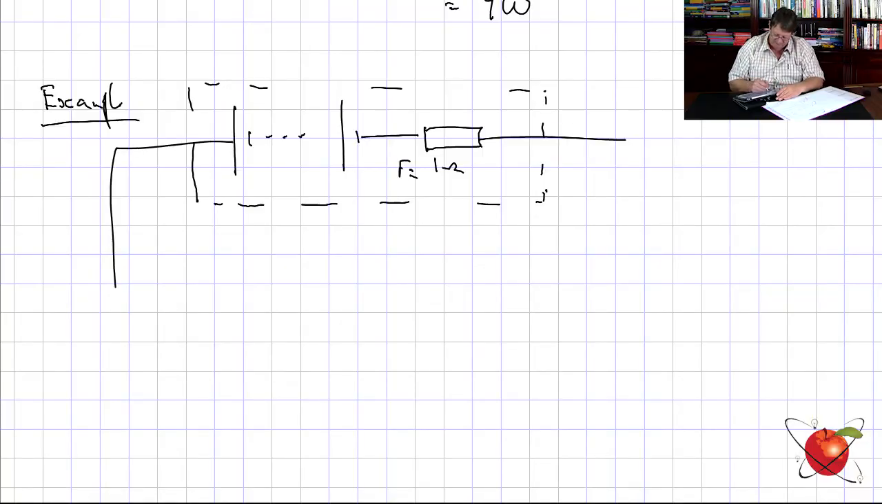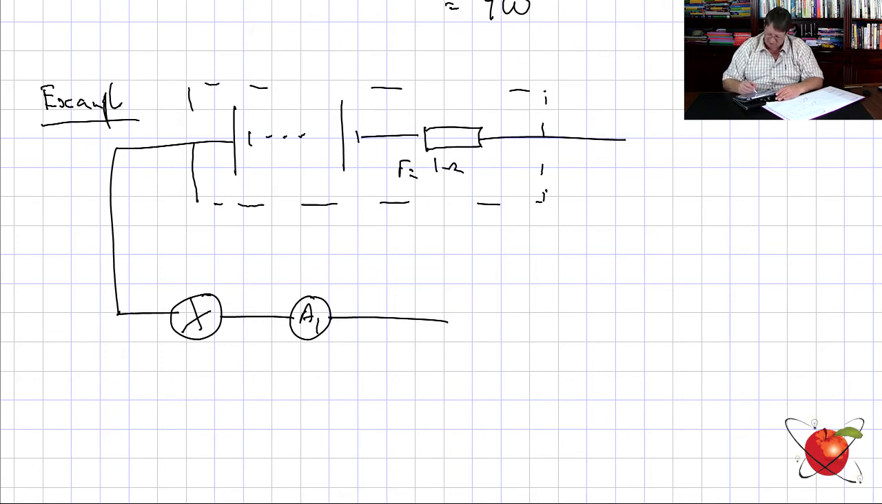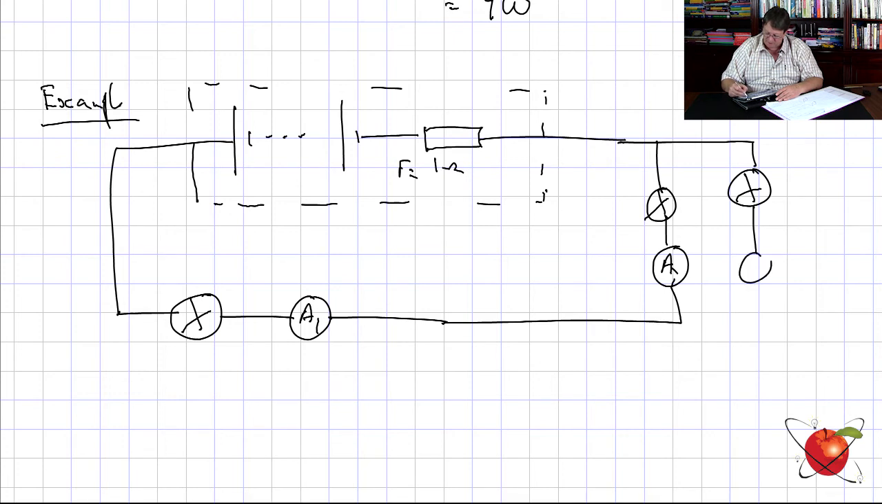So we go down here, and I'm going to come across a bulb over here and put an ammeter, call it A1, over there, and we're going to go across. Up over here, I've got A2 and another bulb, like that. Down here, I've got 2 bulbs and an ammeter, A3, like so.